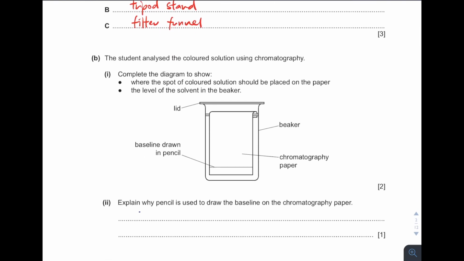Then, given this chromatography, complete the diagrams to show the spot of the colour solution placed on the paper and also the level of the solvent. Remember, the substance has to be on the baseline. The solvent level has to be below the baseline, but you have to make sure that part of the paper is immersed in the solvent.